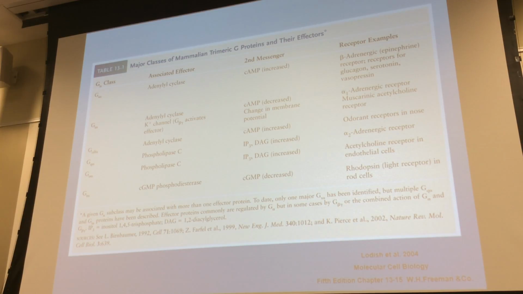Then we have some that are not so homologous. The GQ does not work through the adenylyl cyclase like these others do, but it works through phospholipase C. And we'll talk about that on Wednesday. We also have a cyclic GMP phosphodiesterase, and I'm going to talk to you about it at the end of today's lecture, because this is only found in rod outer segments and cones, and the receptor for it is rhodopsin.